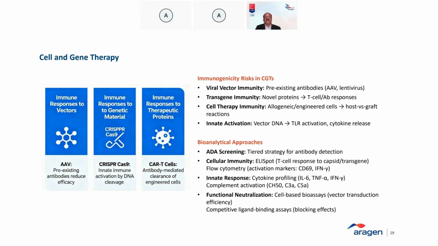We do classical ADA screening with tiered strategies for antibody detection. We look at cellular immunity by ELISpot, where we look at T cell responses to the capsid or transgene. We use flow cytometry to see the activated markers like CD69 or interferon gamma. We basically look at innate immune response as well, and cytokine profiling is suggested heavily along with the complement activations for CH50, C3, and C5a. Functional neutralization assays are also used to confirm whether the antibodies have any impact on the clinical efficacy.